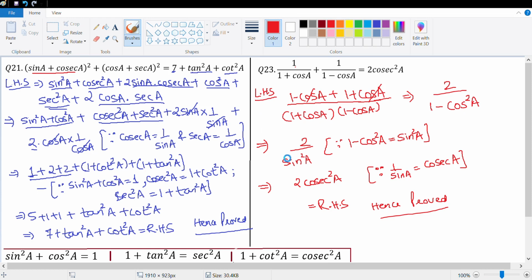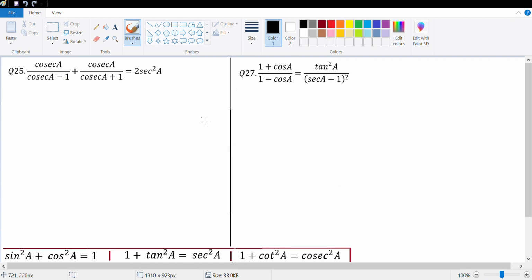The next question that we do would be question number 25. So let's look at the question. Question 25 is again, in fact, similar to the one that we just did. So again, I notice that if I take the LCM here, I should be able to get this as x plus y into x minus y, which should help me. So let's take the LCM. Again, I work with the left hand side.